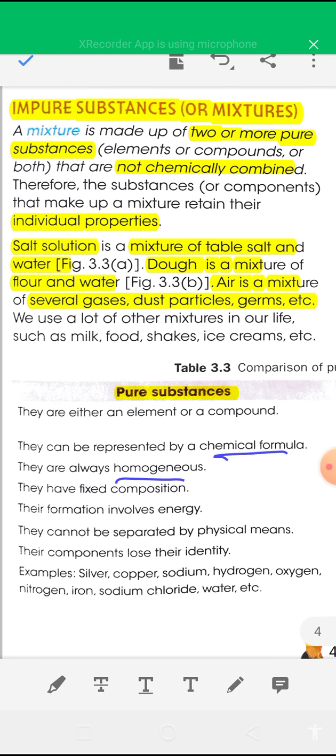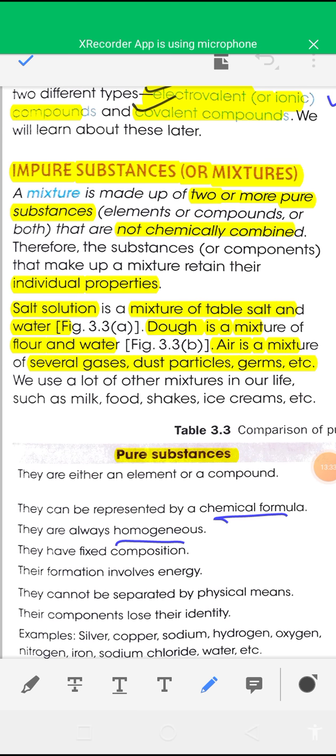Now see impure substances, or mixtures. A mixture is made up of two or more pure substances. It is formed by the combination of two or more elements or compounds, or both, that are not chemically combined.